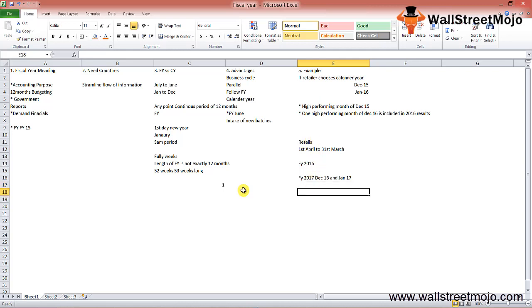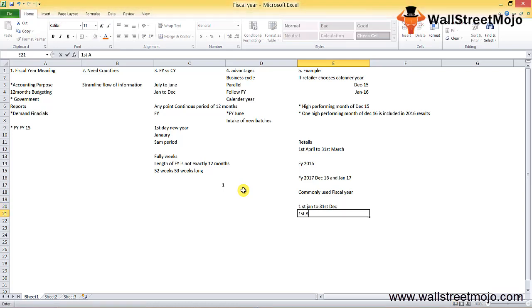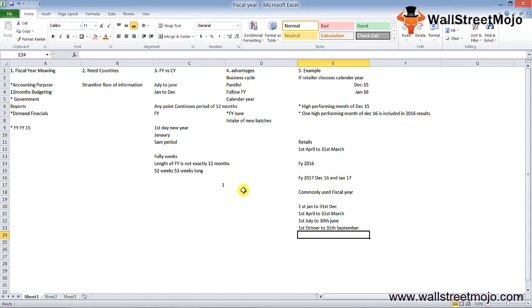Now, which are the commonly used fiscal years? The first one is from 1st of Jan to 31st of December. Then you have 1st of April to 31st of March. You have 1st of July to 30th of June. And then you have 1st of October to 30th of September. A fiscal year is usually denoted by the year in which it ends. So if a business follows the April to March financial cycle, then the financial year will be 2017 for the period from 1st of April 2016 to 31st of March 2017.